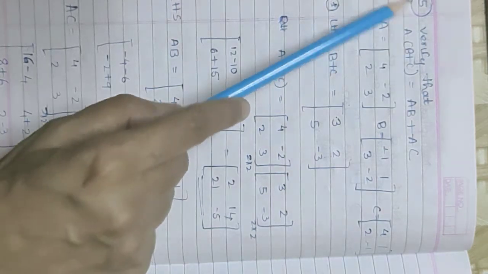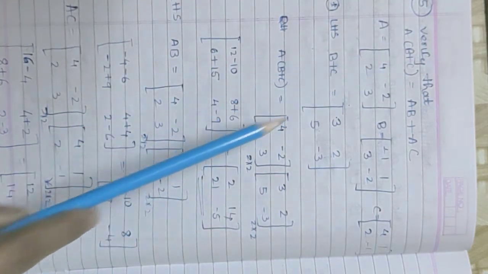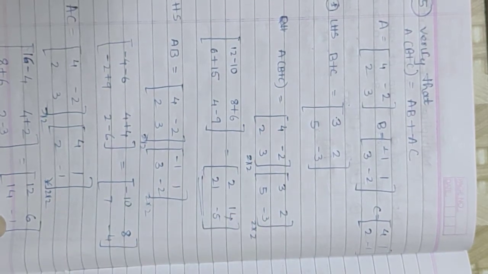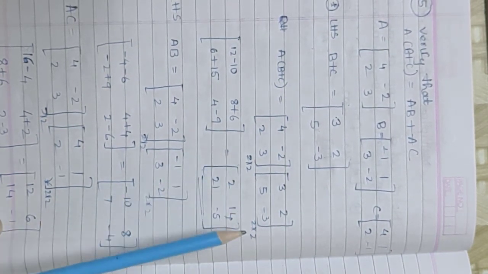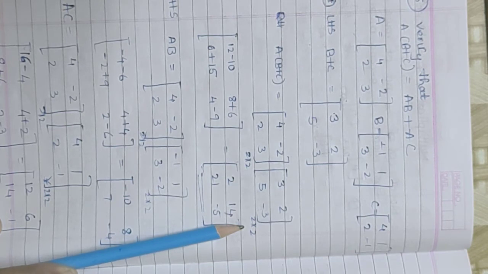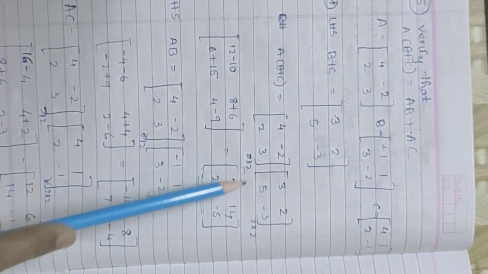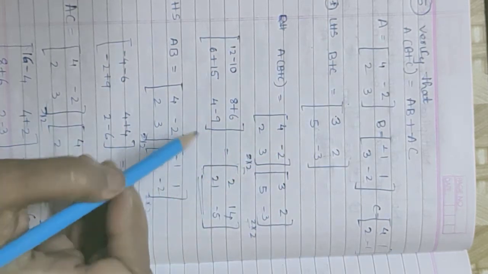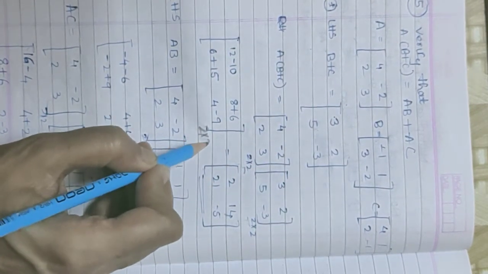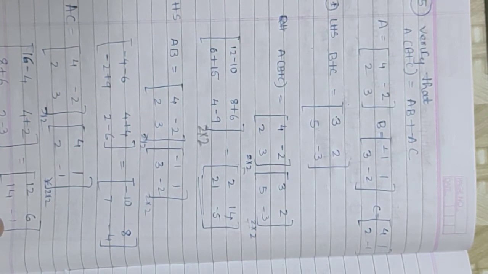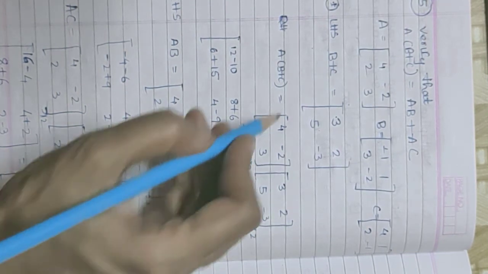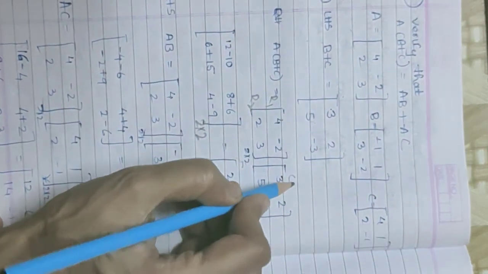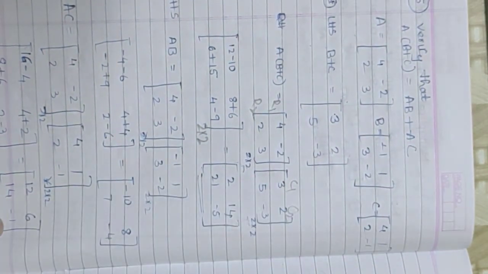Now A into B plus C. Now write down the matrices A and B plus C. Now see the order. This is of order 2 by 2, and this is of order 2 by 2. So these two are same, so the resulting matrix will be of order 2 by 2. So this one is our first row, second row, C1, C2.